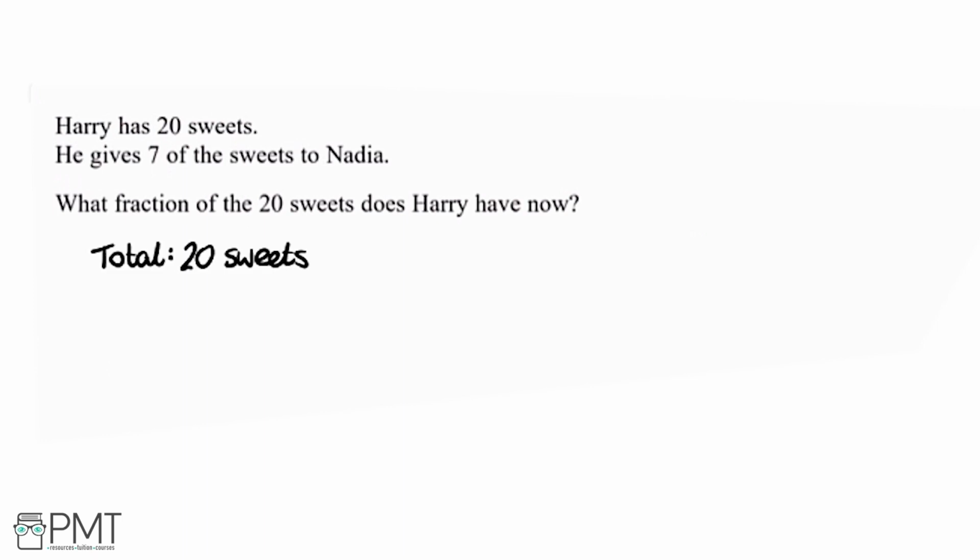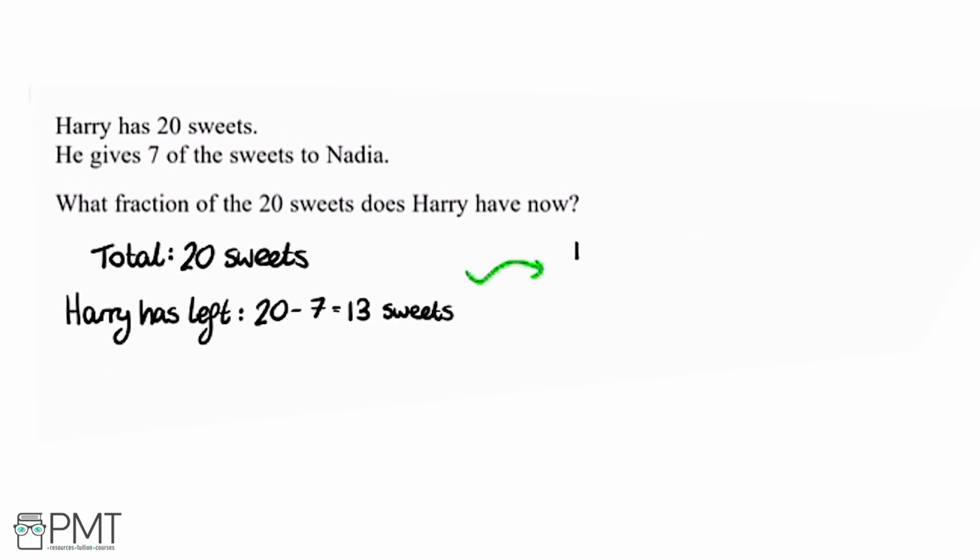So in total there are 20 sweets. And after Harry gives his sweets to Nadia, he has 20 minus 7 sweets left, because he's giving away 7 sweets, which equals 13. So therefore Harry has 13 out of 20 of the sweets. So we get 1 mark for 20 minus 7, then the second mark for the correct fraction, 13/20.